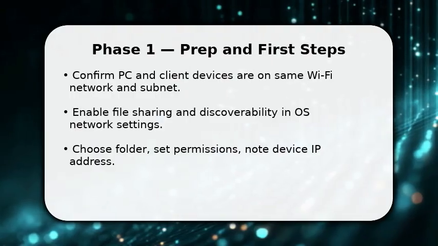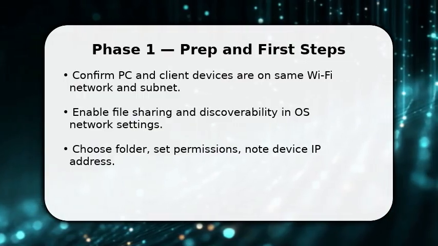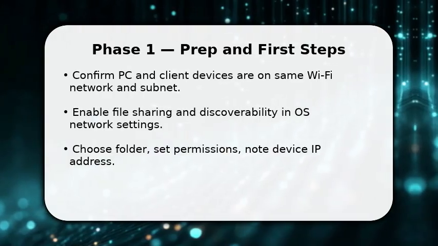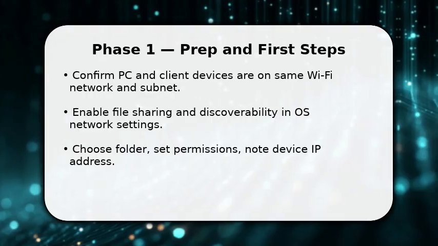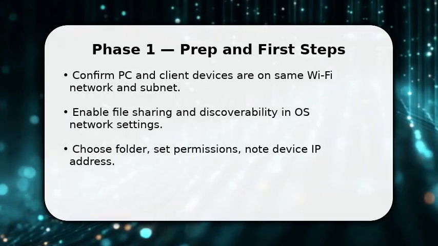You start by verifying the essentials. Make sure your PC and any client devices are on the same Wi-Fi network and subnet. Once confirmed, enable network discovery and file sharing in your operating system. This allows other devices to see your machine.